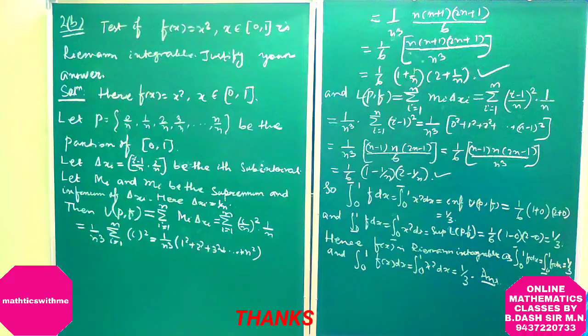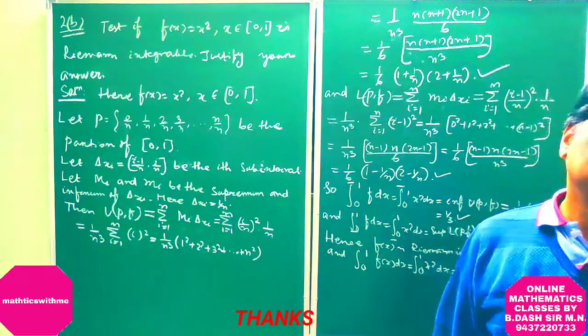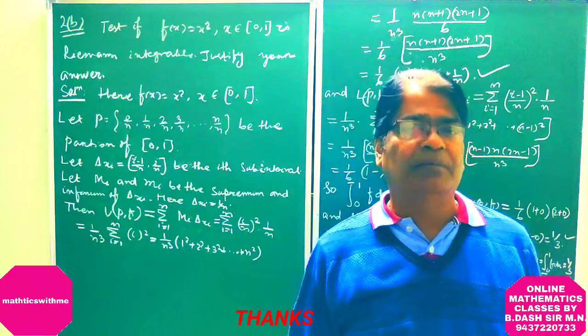So the upper integral, which is equal to the infimum of UPF, is equal to 1 by 6, putting n equal to infinity, (1 plus 0) into (2 plus 0), which is 1 by 3. Similarly, the lower integral is equal to 1 by 3. So the upper integral is equal to the lower integral is equal to 1 by 3. Therefore, the function is Riemann integrable, and the integral from 0 to 1 of x square dx is equal to 1 by 3. Answer. With this, the topic for today's class is completed.